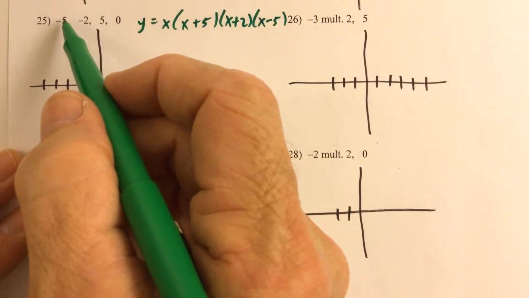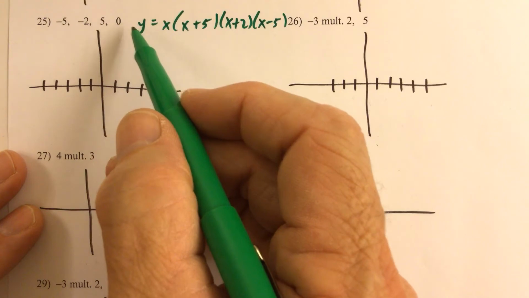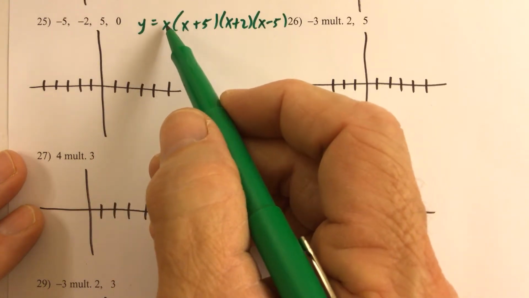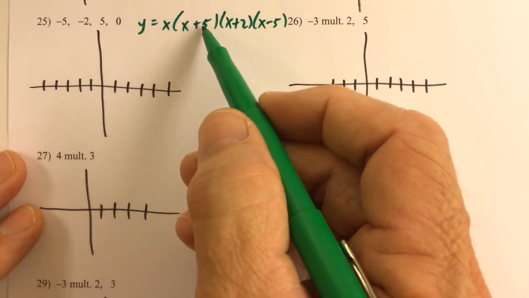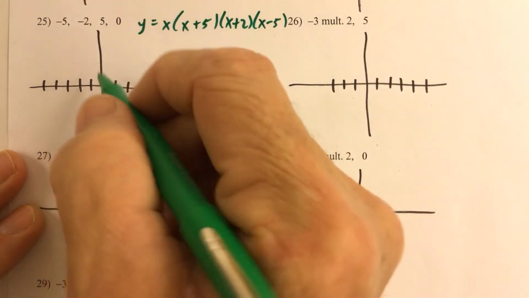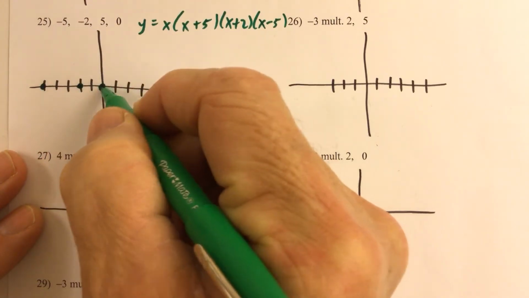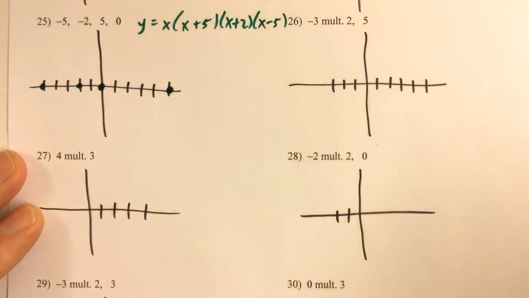We equate the zeros at -5, -2, 5, and 0 to the factors of x minus 0, x minus -5, x minus -2, and x minus 5. And then we put dots at each of those zeros, -5, -2, 0, and 5. And then we draw the graph.